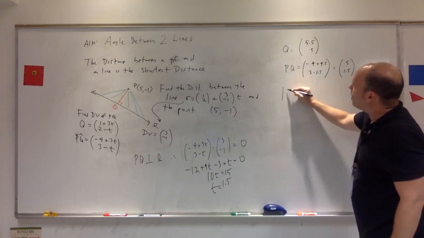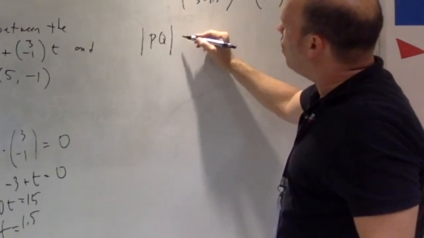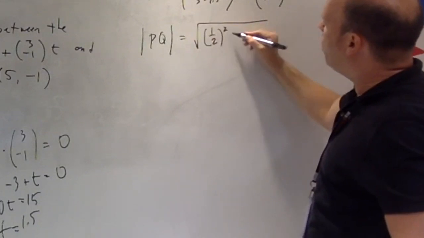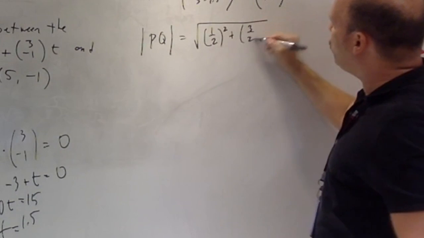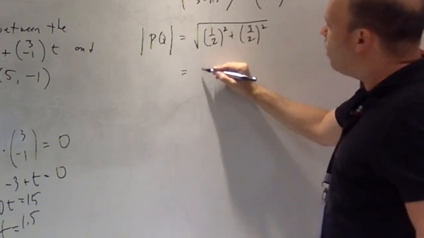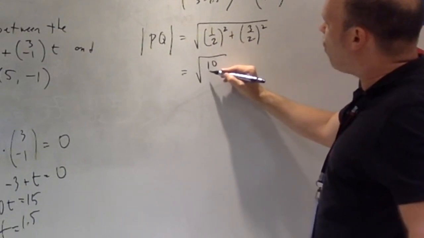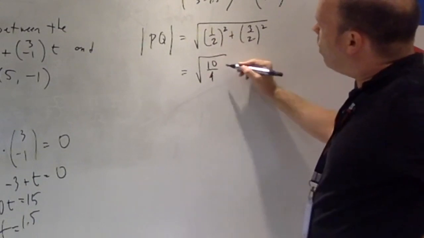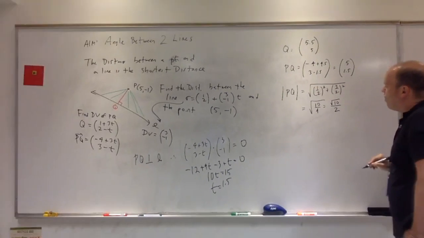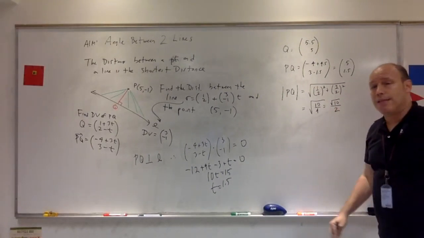Now we have to find the distance, which is the square root of 1/2 squared plus 3 over 2 squared. Final answer. This is radical 10 over 4, which is radical 10 over 2. And that's good enough. That's the idea.